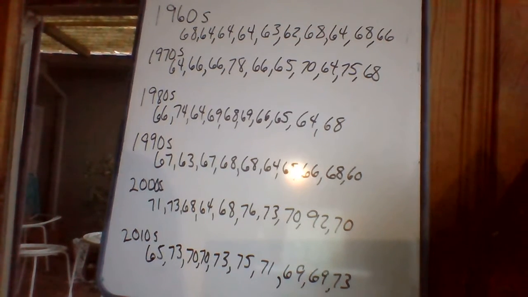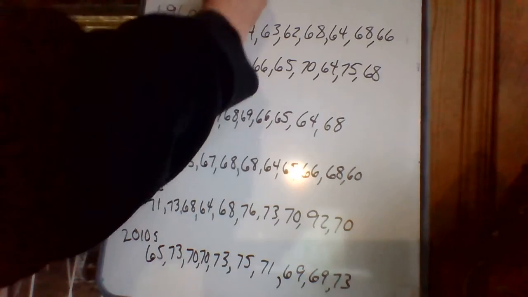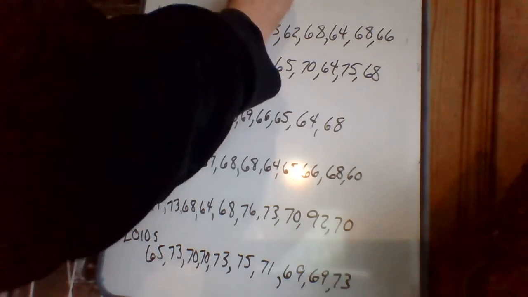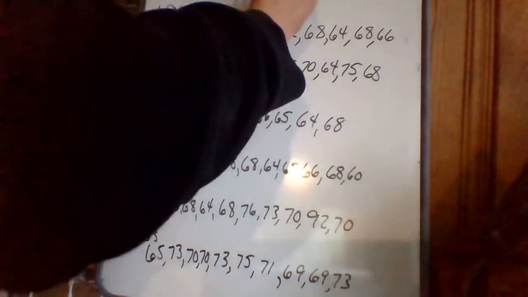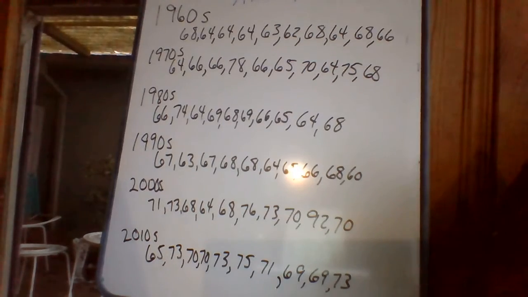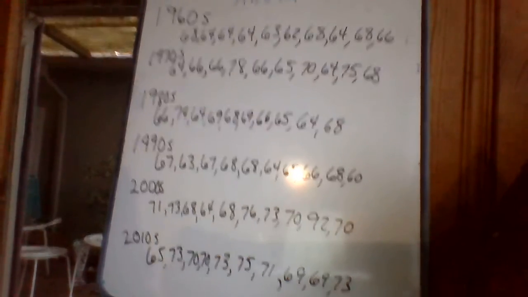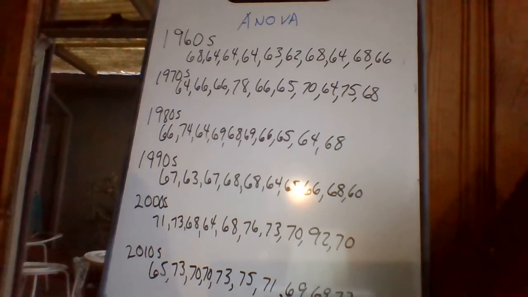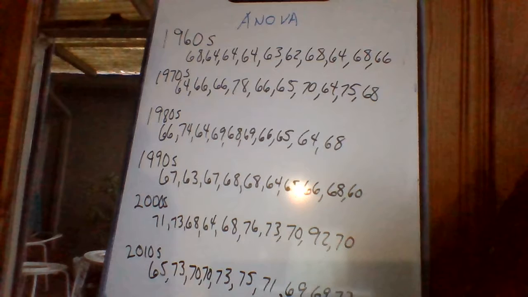Okay, Anova. Anova stands for Analysis of Variance, but they just use the word Anova. Okay, so this is the most depressing thing that'll happen all semester.